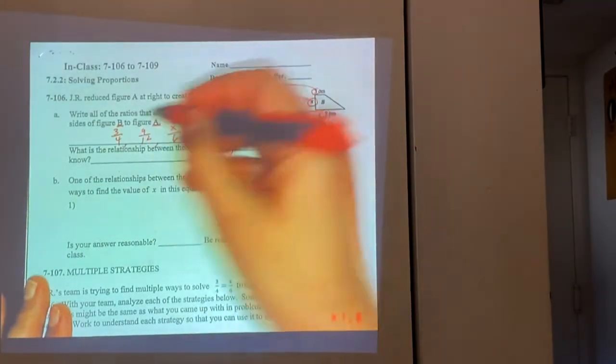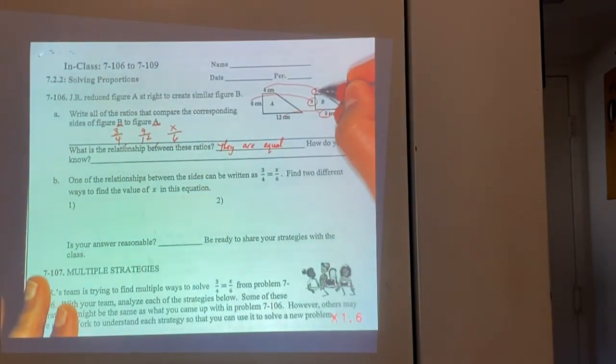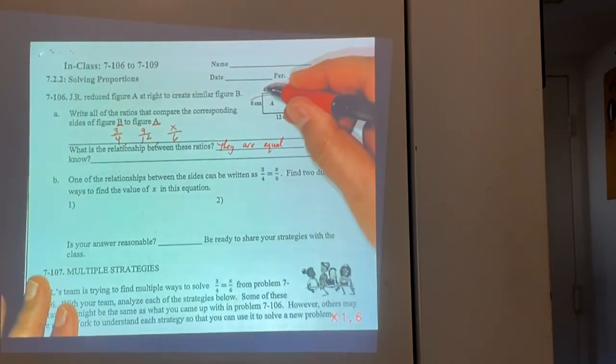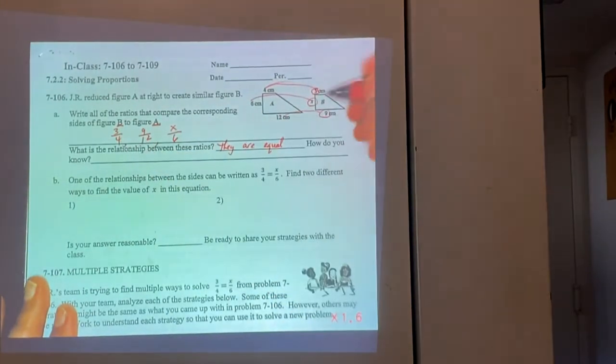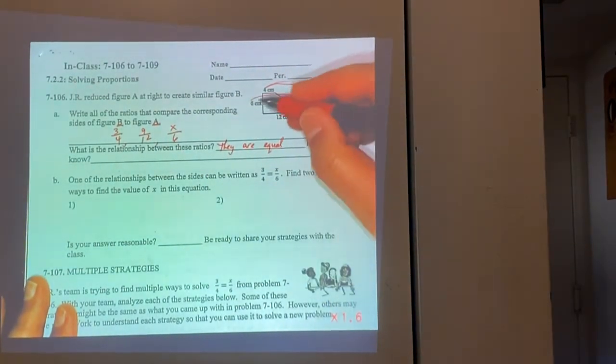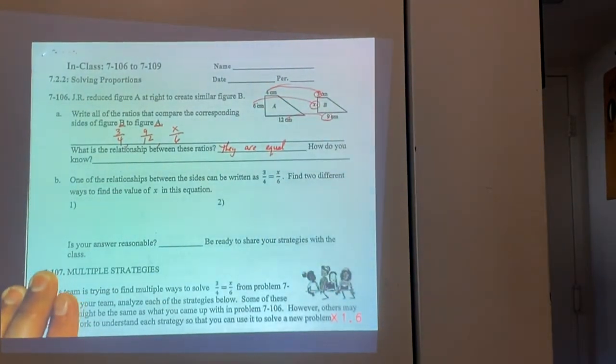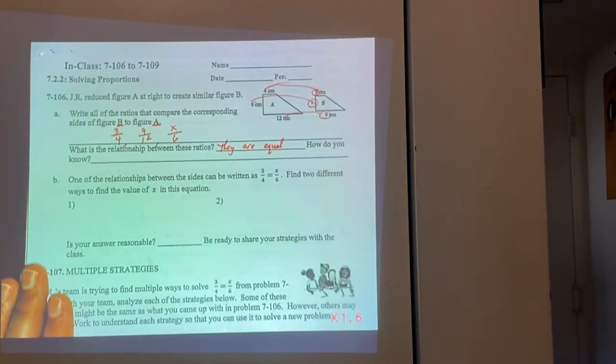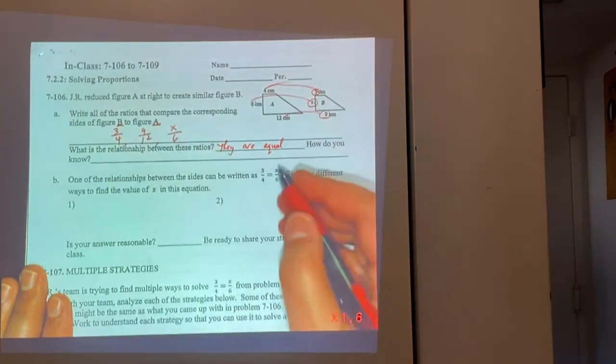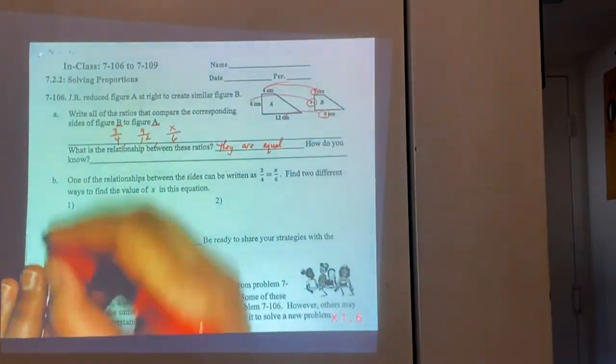So we're going from B to A. I took this 3 off of the B, and it corresponds to this 4, so I got 3/4. I took this 9 off of the B, and it corresponds to 12, so I got 9/12. I took this X off of the B, and it corresponds to 6, so that's X over 6. I'm sorry, you guys. So the ratios are equal, and how do we know?